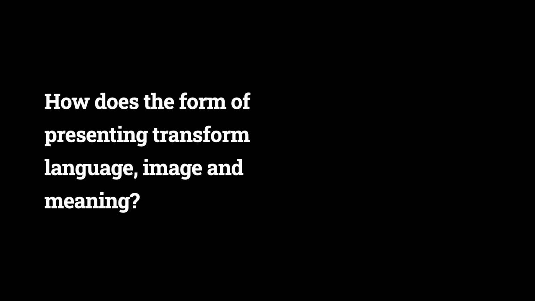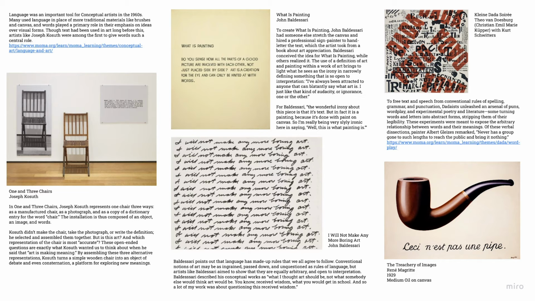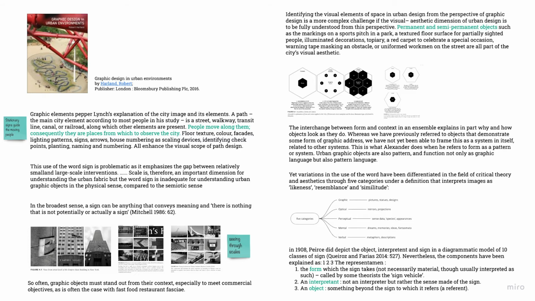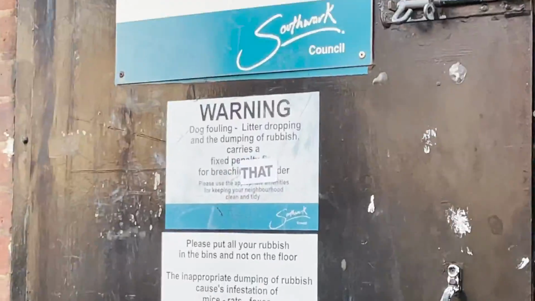The last point: how does the form of presenting transform language, image, and meaning? In this question, I have to join the discussion of the relationship between the object, image, and word by conceptual artists. There is no absolute representative of different forms of expression. I was given a clear frame of mind by the way of looking at the book Graphic Design in the Urban Environment. Thus, I conducted a visual experiment.